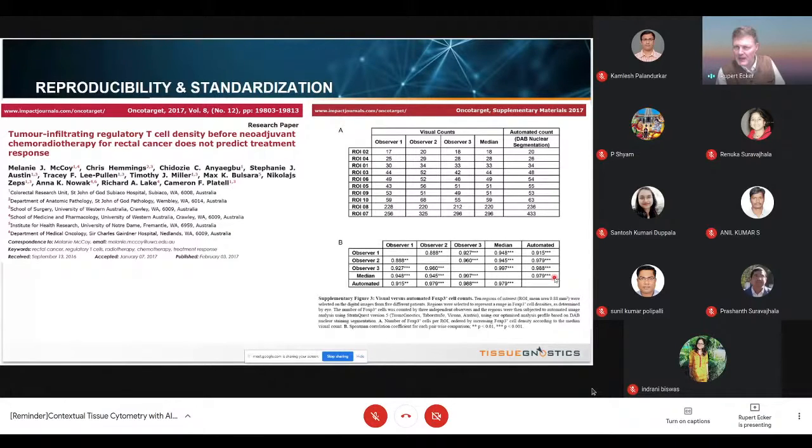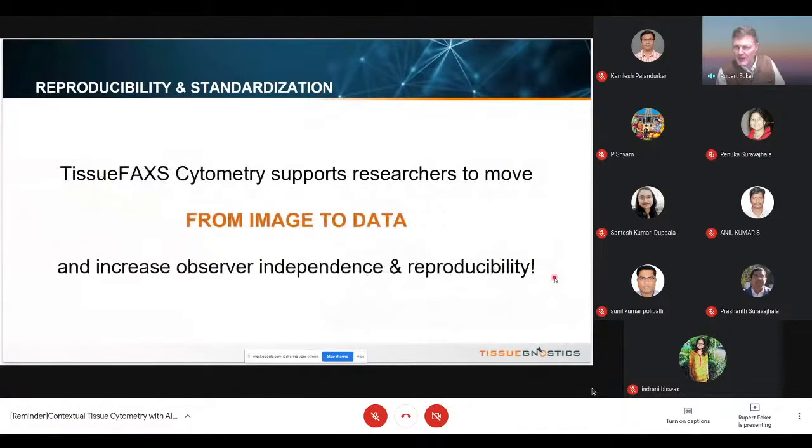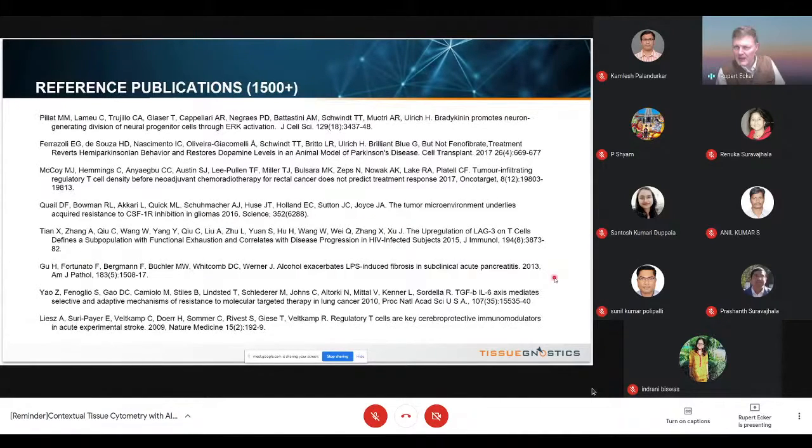Just that the difference is that the manual counting was done on a few small regions, while the automated analysis can be done on full samples with millions of cells in less time than the manual counting can be done in small regions. So I hope that with this presentation, I could give you an overview and show that you can use tissue cytometry to move from image to data and increase the observer independence and reproducibility.